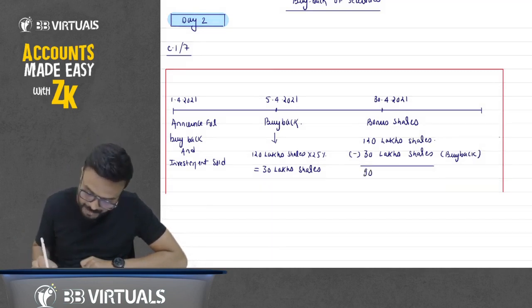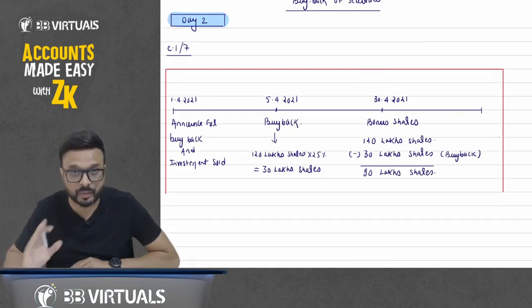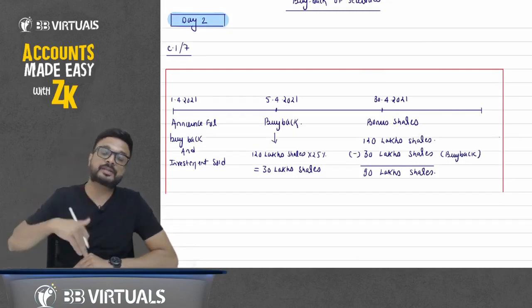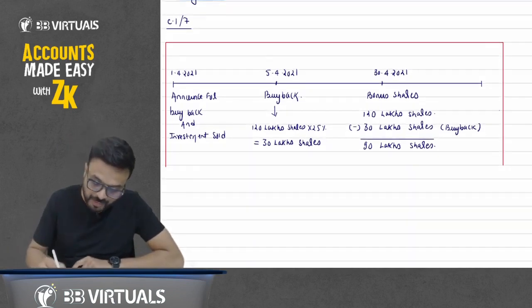At the time of buyback, I have just 90 lakh shares. How many shares do I have? 90 lakh shares, because out of 120, I have repurchased 30 lakh shares. So how many shares do I have? 90 lakh shares.